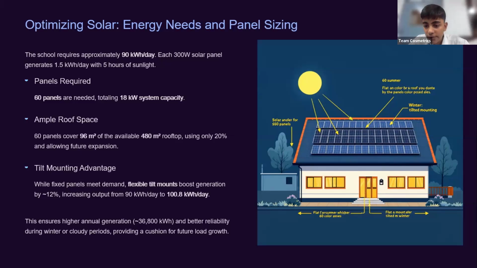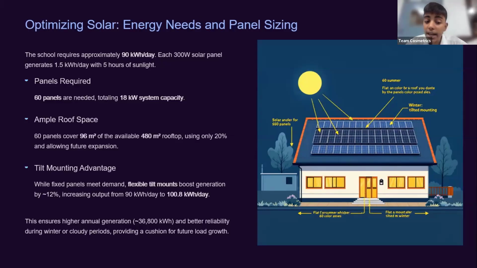We will install, here we have shown the diagram as you can see on the screen. We will install the panels at a certain angle of 70 degrees so that it captures most of the energy. For example, the flexible tilt mounts, as the slide says over here, will increase the production rate by up to 12%, increasing the 90 kilowatt that we were getting per day to 100.8 kilowatt. That will be really fruitful for the school in case of extra energy usage scenarios.